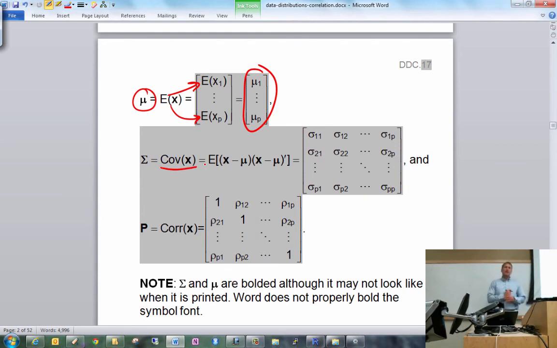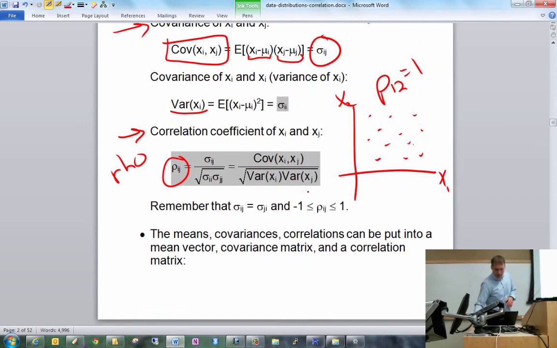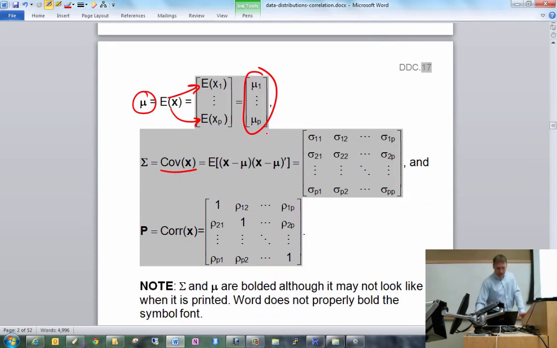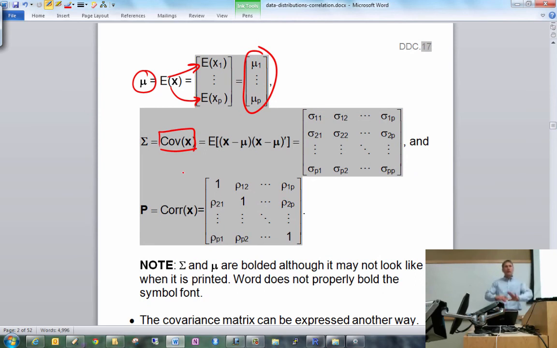Suppose now I want the covariance of a random vector x. In case I didn't say this before, I apologize: this vector has random variables in it, so it's called a random vector. The covariance of x, put into a multivariate format, is the expected value of (x minus mu) times (x minus mu) transpose. If you go through multiplying everything out, you simply get all these covariances in a p by p matrix.